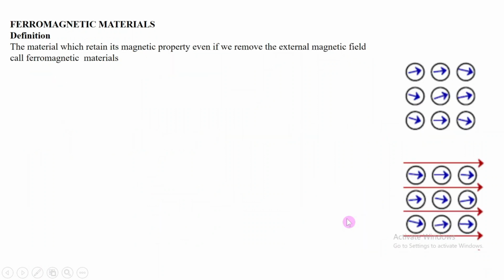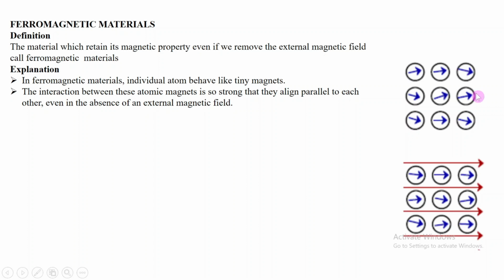Okay. Now, on the other hand, we have the ferromagnetic materials. These are those materials which retain their magnetic property even if we remove the external magnetic field. Here the red color represents the external magnetic field, and if we remove this external magnetic field, the molecular magnets will still support each other in the absence of the external magnetic field, and we call such type of material a ferromagnetic material. In ferromagnetic material, individual atoms behave like a tiny magnet. The interaction between these atomic magnets or molecular magnets is so strong that they align parallel to each other, even in the absence of external magnetic field.